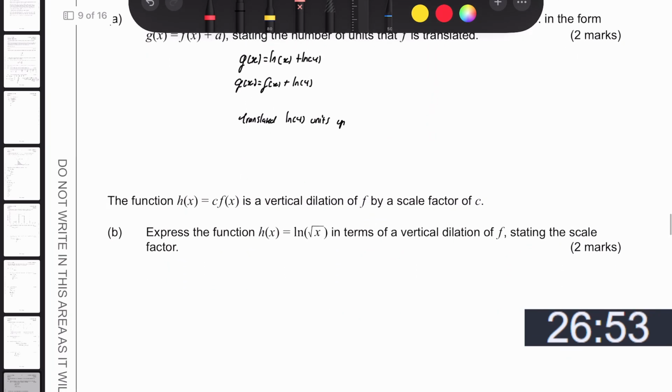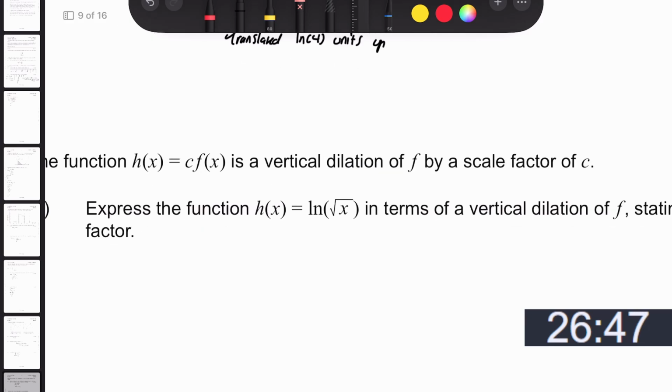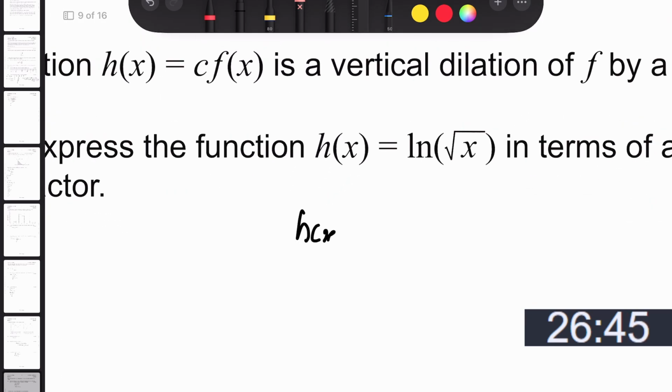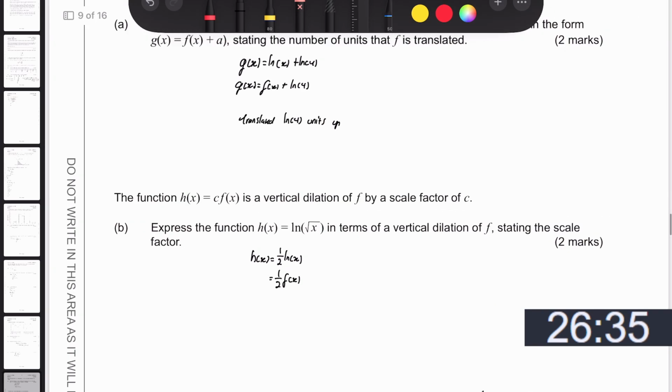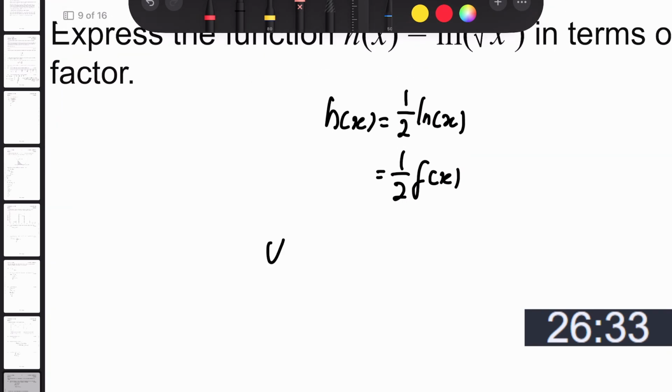The function's vertical dilation. Express the function h in the vertical dilation of f, stating the scale factor. H of x is going to be equal to half of ln of x. It's going to be a half of f of x. So vertical dilation, scale factor half.